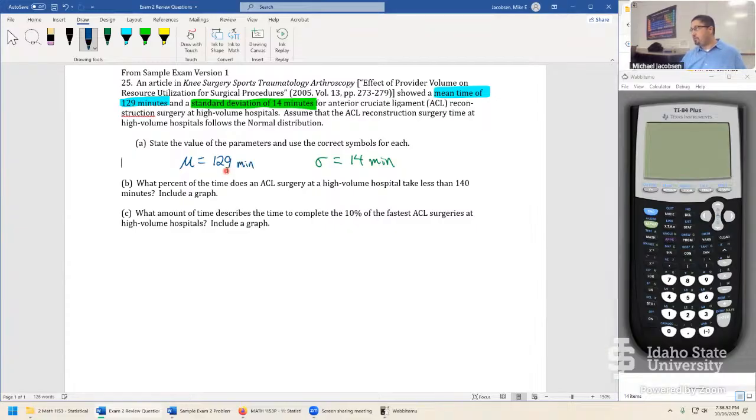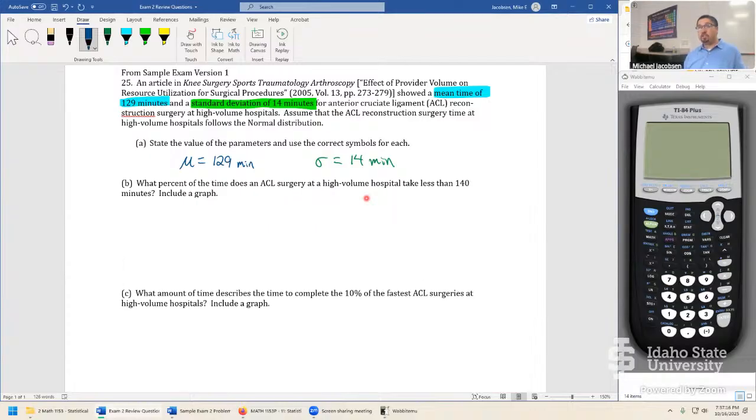I remember this is someone that tore up their ligament in their knee and they're under anesthesia probably longer, but they're working on it for 129 minutes on average. Standard deviation is not very big on this. It seems like they have ACL surgeries kind of down pat. I would expect a higher standard deviation because everyone's different, but they seem to know what they're doing on this.